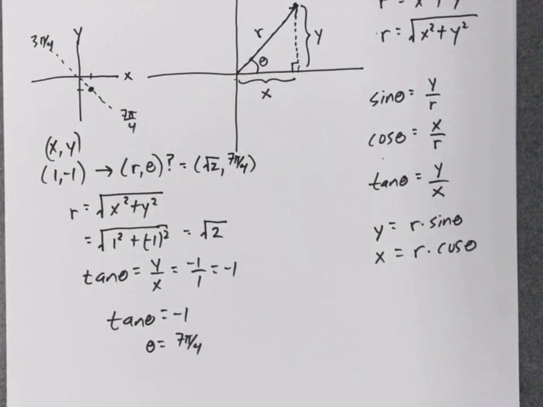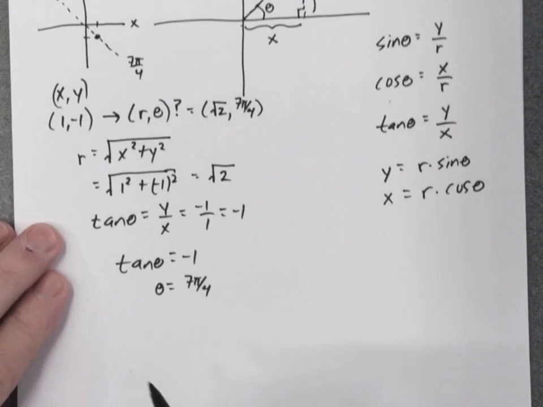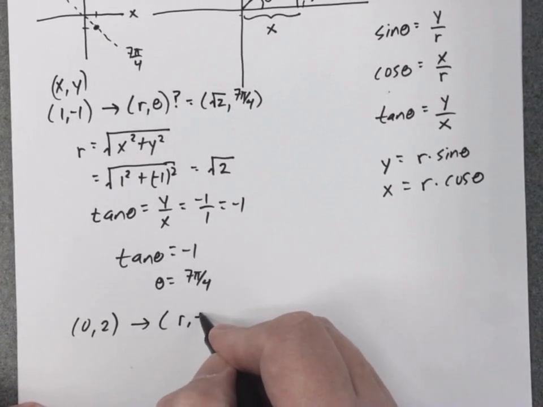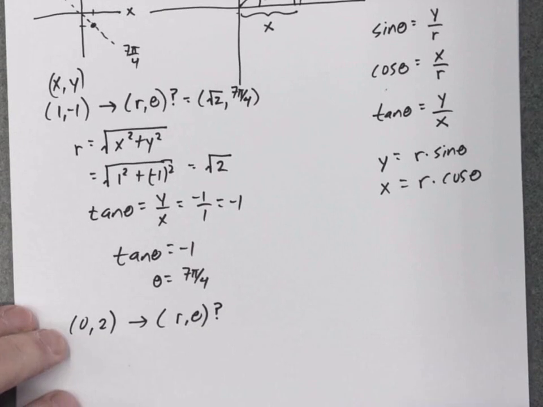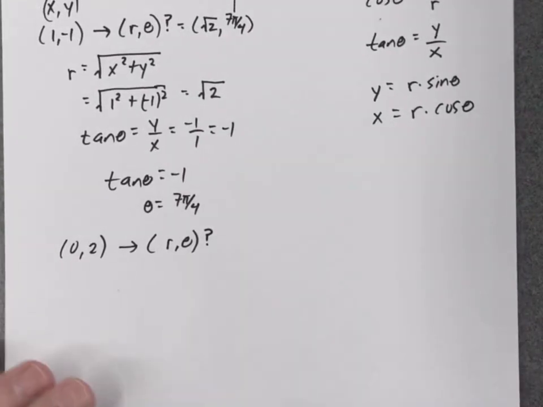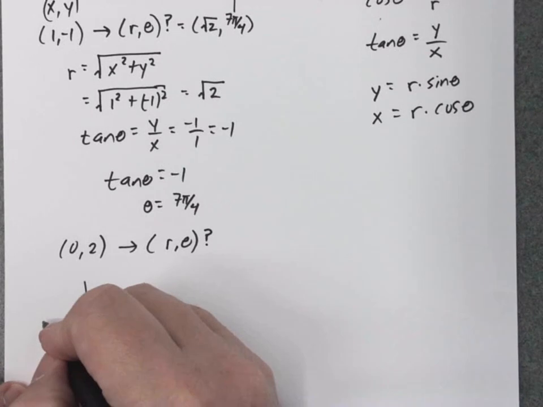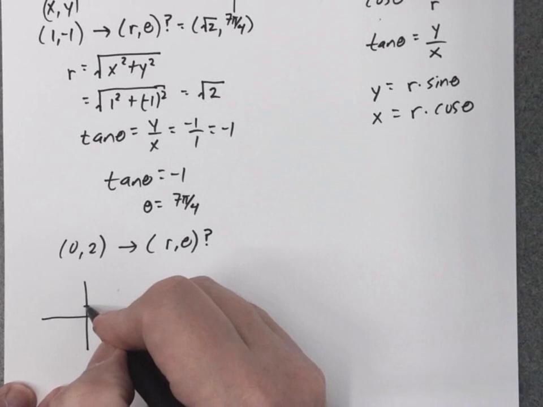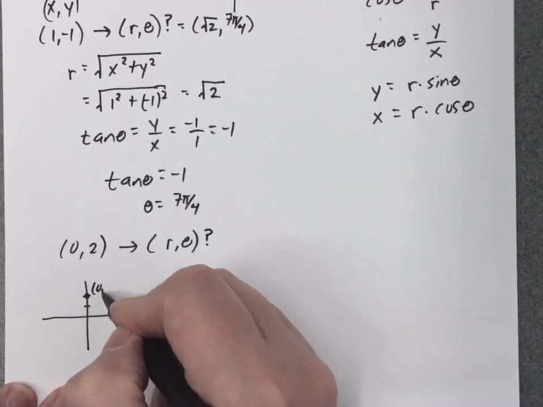So, not too difficult, hopefully. Let's do a couple more examples. Now this next example is one where you just need to use some common sense, and we don't even really have to use the formulas as much. What if we were given this point, 0, 2, and that's to find the polar coordinate. Once again, you need to graph the point. So x is 0, y is 2, is right here.